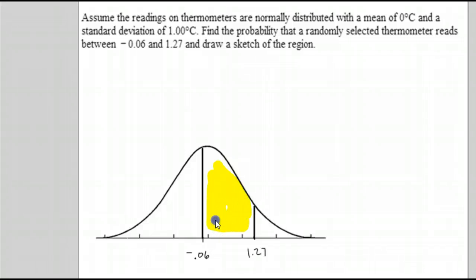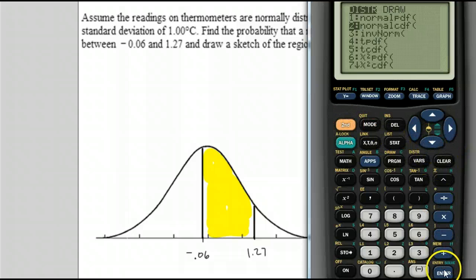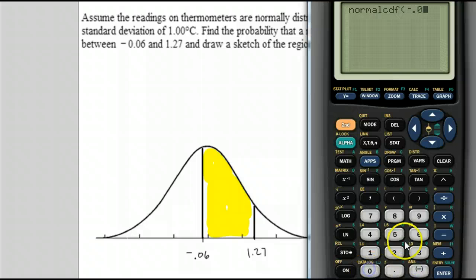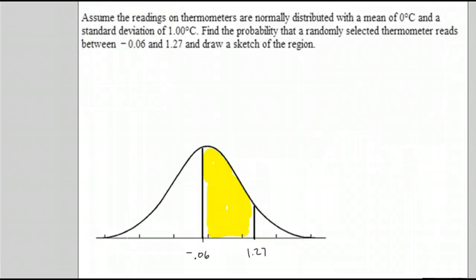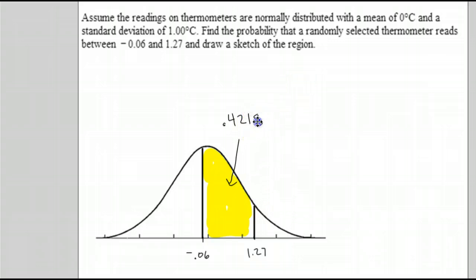These are the easiest ones to do on the calculator. They're the toughest ones to do using the table, but with the calculator, it's simply normal CDF, lower number, upper number. So negative 0.06, comma 1.27. Alright, so 0.4218. Oops, 0.4219 if I rounded it correctly.